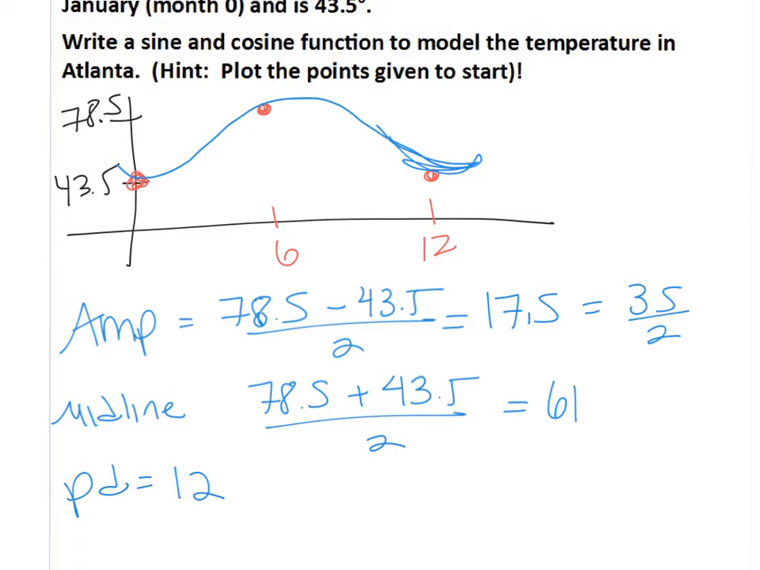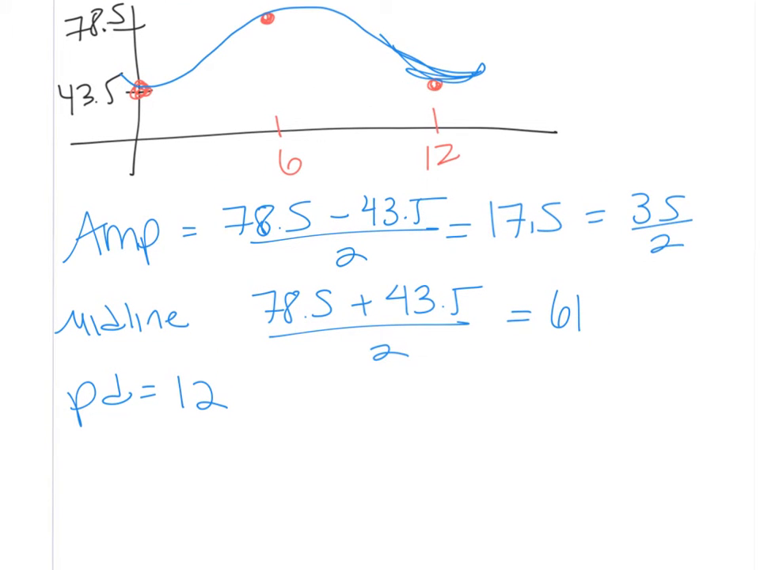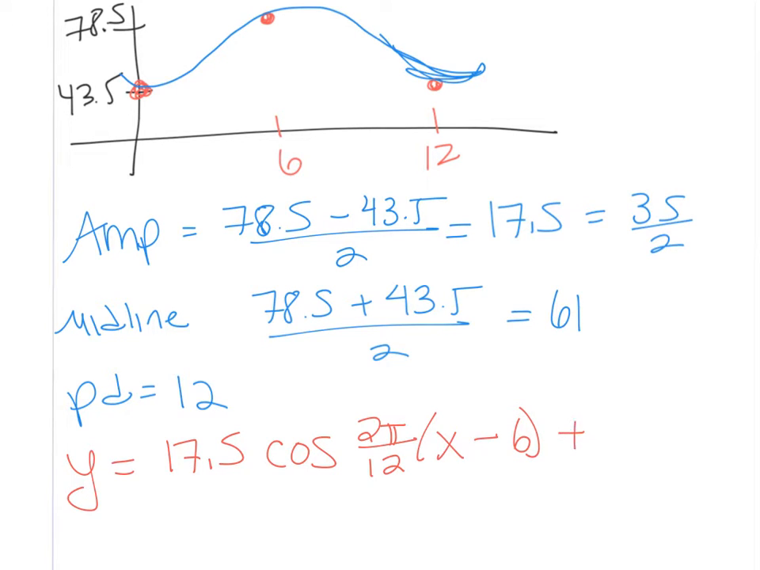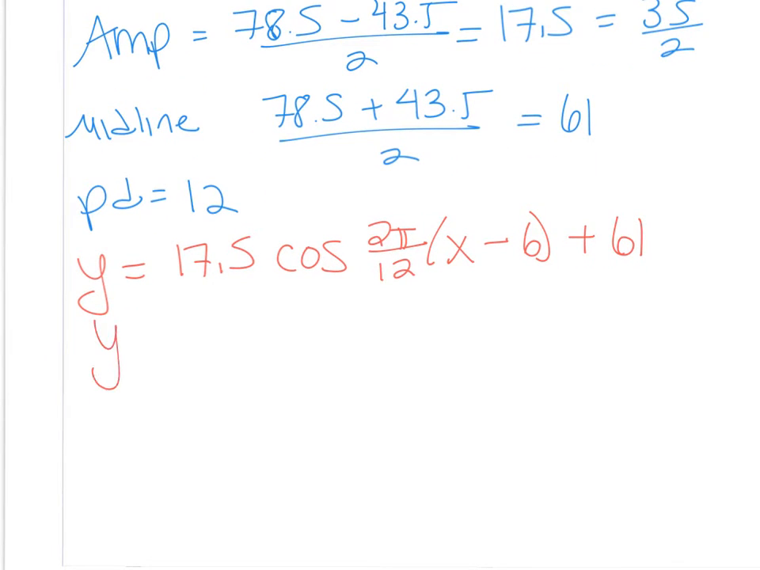And so now to write a sine and cosine function, I'm going to start with cosine. So we get 17.5 cosine. Our horizontal dilation value is 2 pi over the period. We can reduce that. My horizontal translation is to the right 6, and my midline is up 61. So if I simplify that, our horizontal dilation is pi over 6.